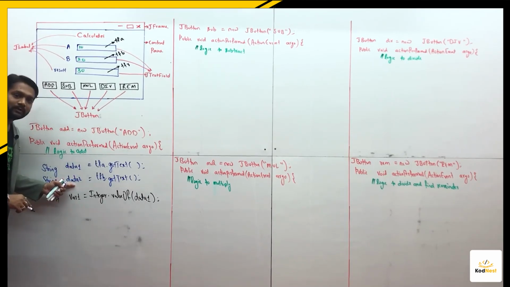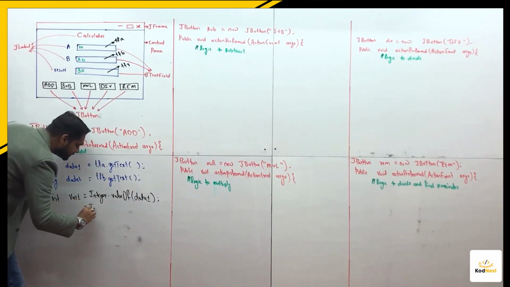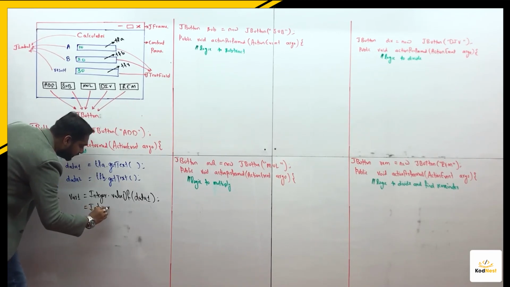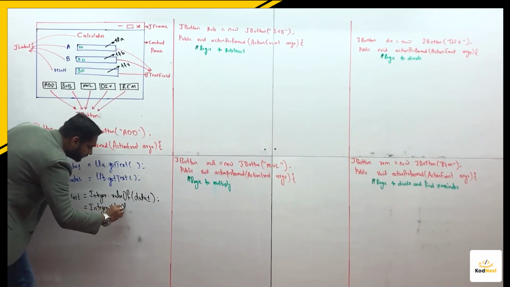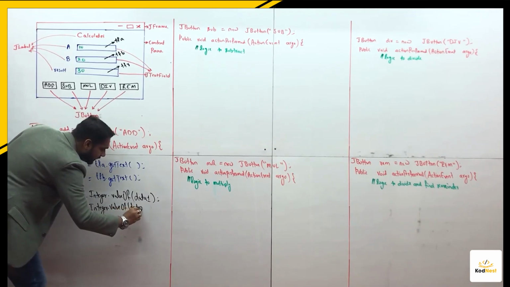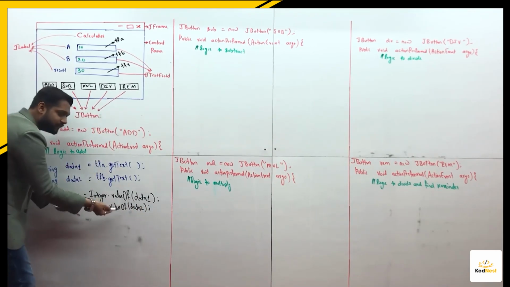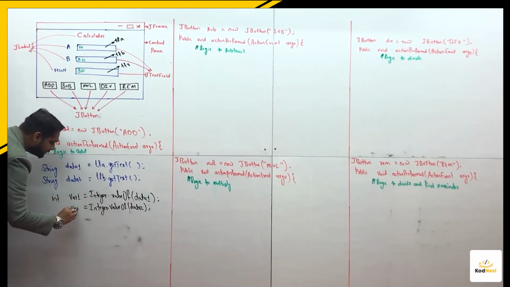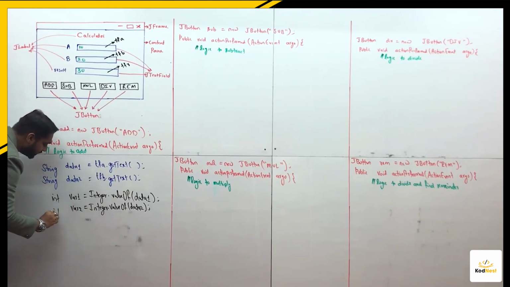20 also I have to convert. How will I convert? Like this. Integer dot valueOf data 2. This data 2 also has been converted to integer. I will collect it in var2, which is of type int.